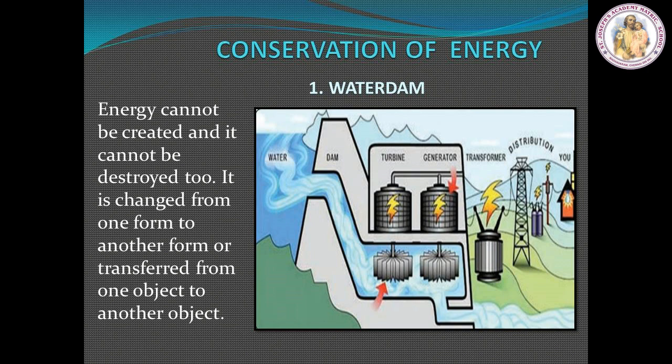The first example is water dam. Water stored in water dams possesses potential energy. When water falls down, potential energy of water is converted into kinetic energy. Kinetic energy of water rotates the turbines and electric energy is generated.